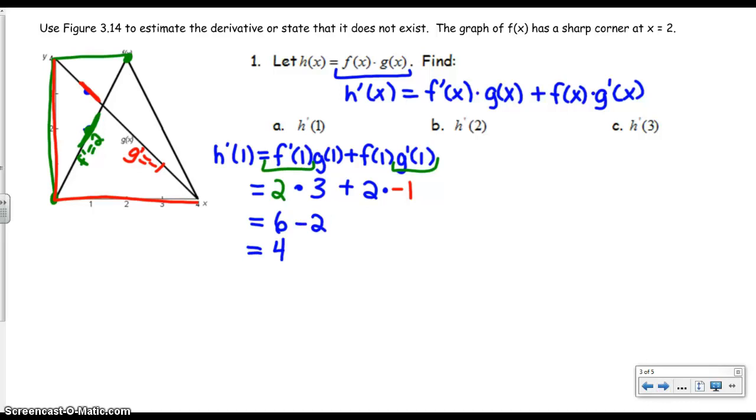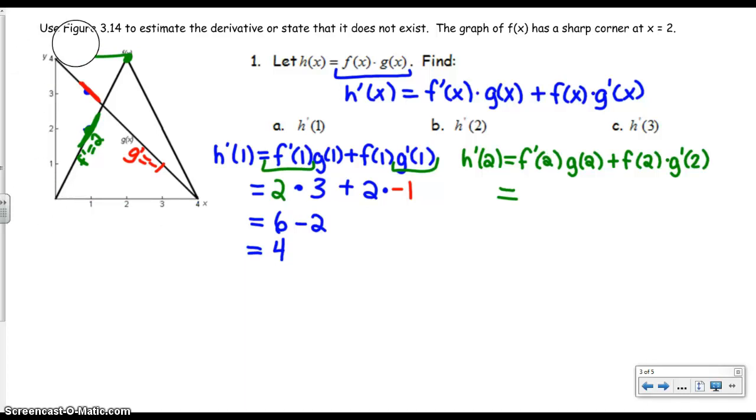Okay, we'll do the same thing with h prime of 2. We're just going to plug in 2 everywhere we see x into our product rule formula. And so the first thing you probably want to do is just go ahead and read off those function values. So the function values at 2, so f of 2 is 4, all the way up here at the top. So f of 2 is 4. And g of 2 is 2.